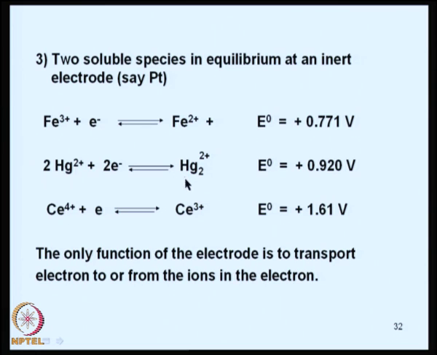So, what are the electrodes? The electrodes are basically inert electrodes, something like platinum. They do not take part in the reaction. The only function of the electrode is to transport the electron to or from the ions in the solution. This is known as electrodes of the third kind.